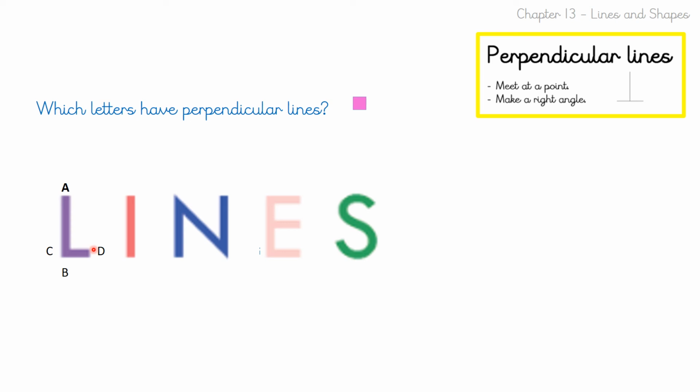Let's check letter I. Can you see any right angles? No, that was an easy one, wasn't it?